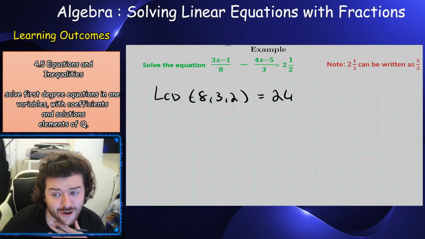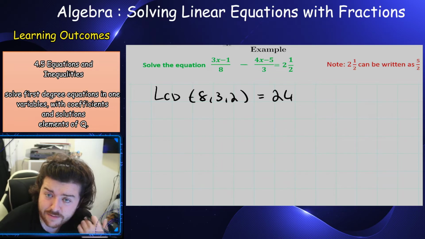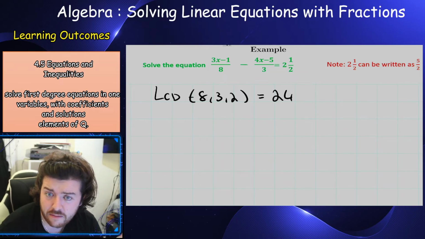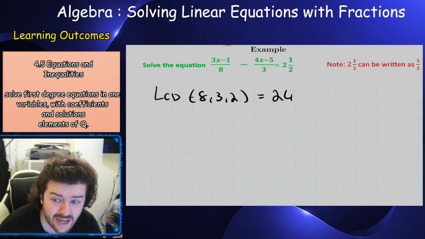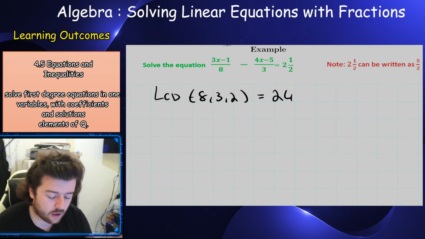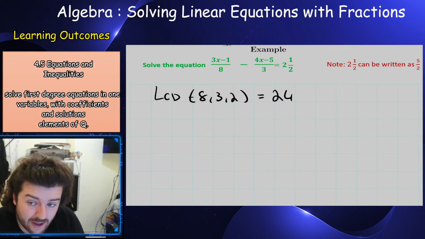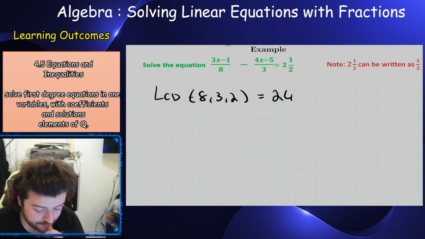Again, if you're unsure, like myself just there moments ago, just multiply all the numbers together. So 8 times 3 times 2 gets you 48. Just use that as your lowest common denominator, and it'll all work out in the end. Anyway, my lowest common denominator is 24, so I'm going to be multiplying each term by 24.